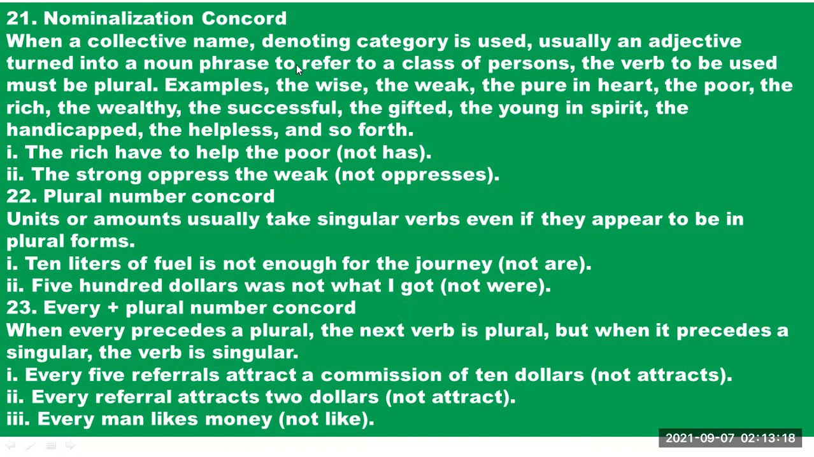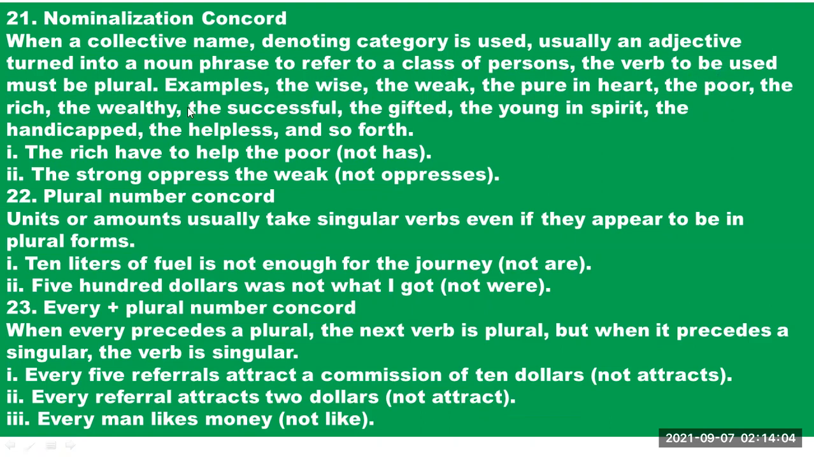When a collective name denoting category is used, usually an adjective turned into a noun phrase to refer to a class of persons, the verb to be used must be plural. Now take note of this. For example, the wise. You cannot say the wise is. You must say the wise are, the weak are, the pure in heart. Blessed are the pure in heart, for they shall see God. They, now pluralizing that.